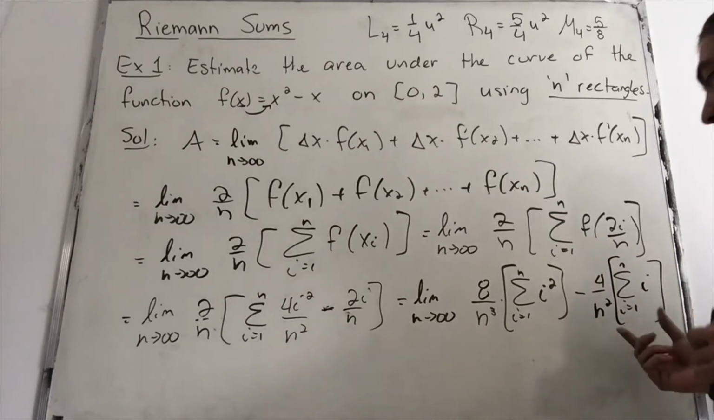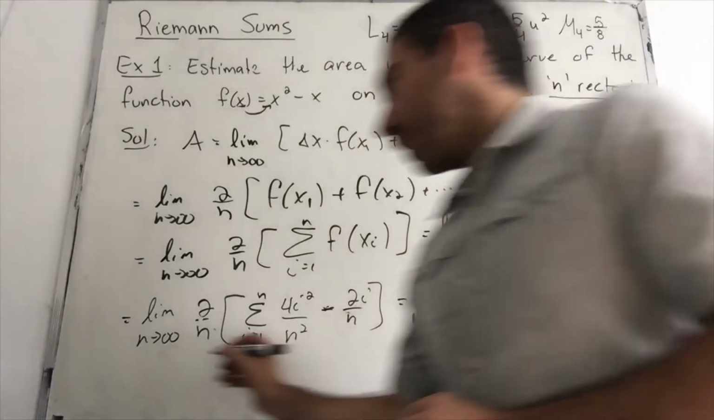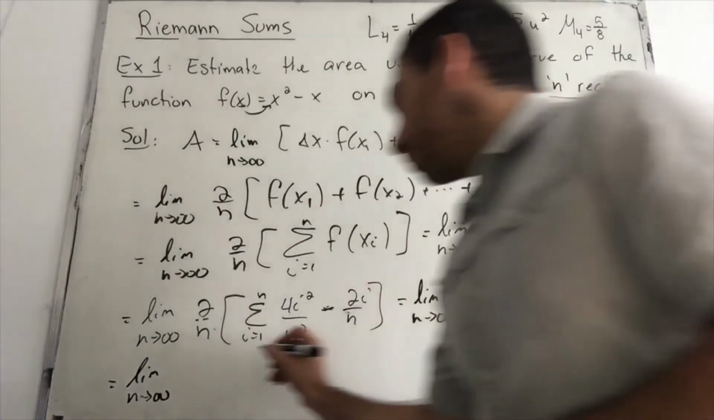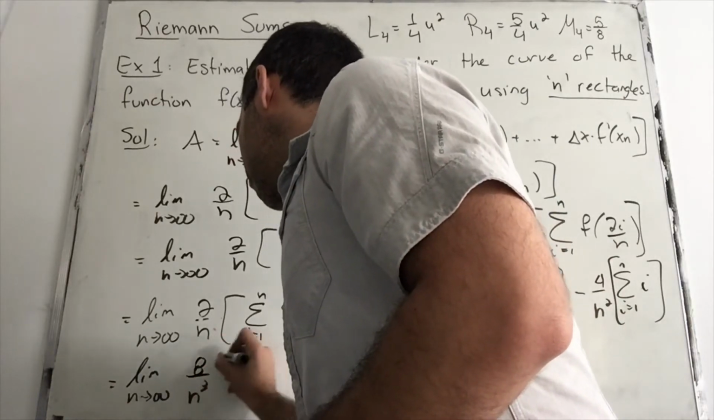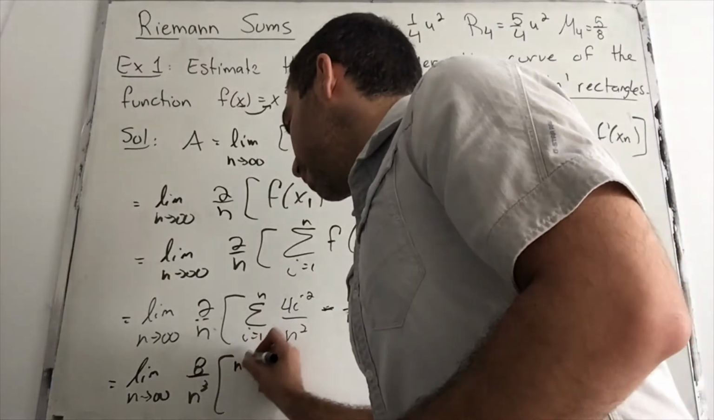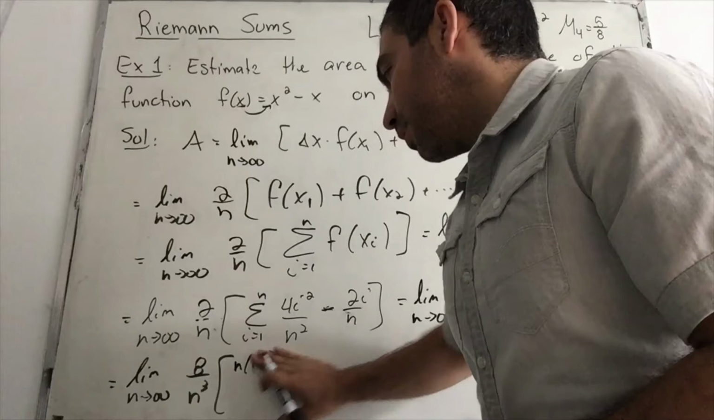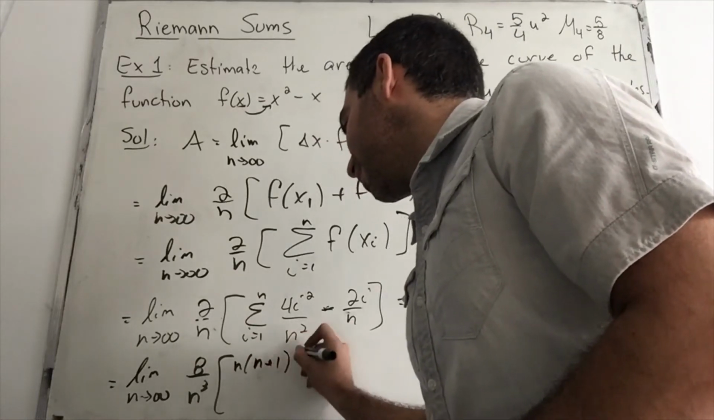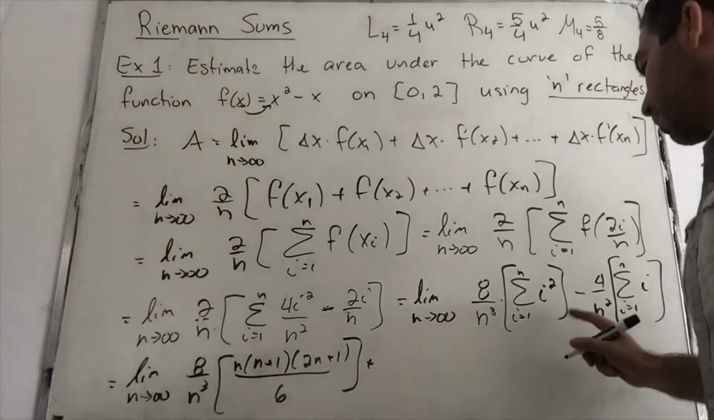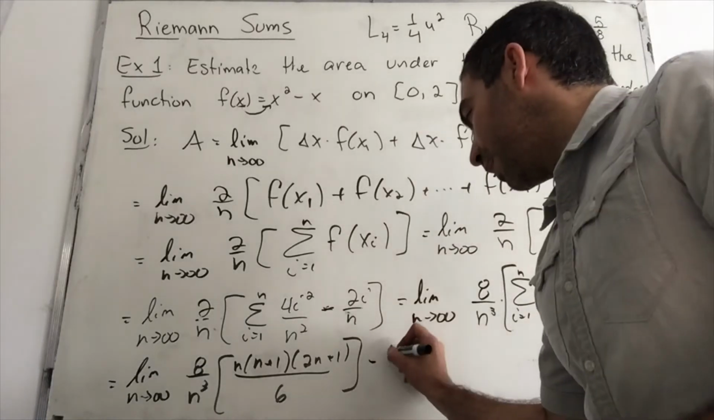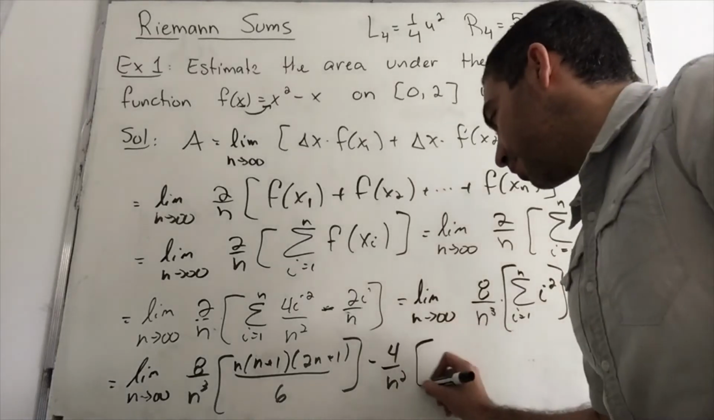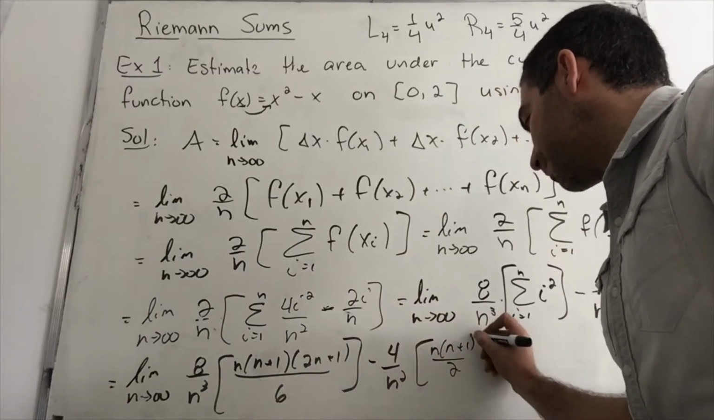And this is a formula that we know as well. We know both these formulas, so let's go ahead and plug them in. Limit as n goes to infinity, we have the 8 over n cubed. And the formula for the sum from i equals 1 to n of i squared, we know it to be n times n plus 1 times 2n plus 1, all that over 6. We have our 4 over n squared over here, and we know the sum of i is just n times n plus 1 over 2.